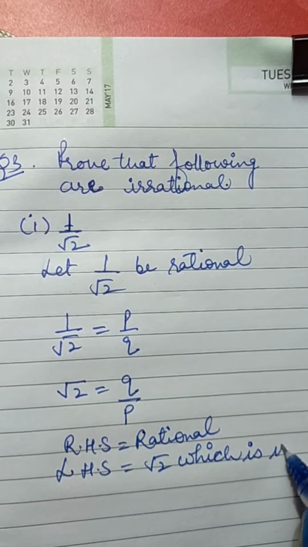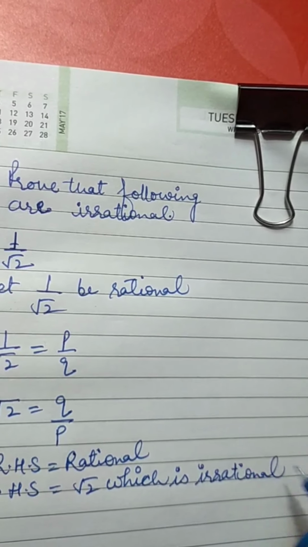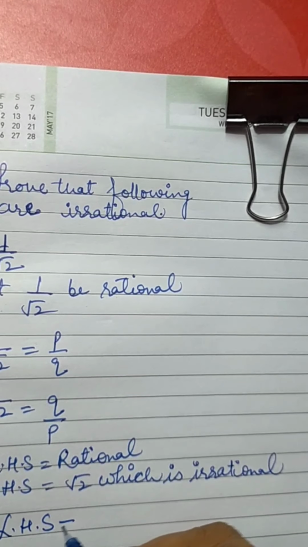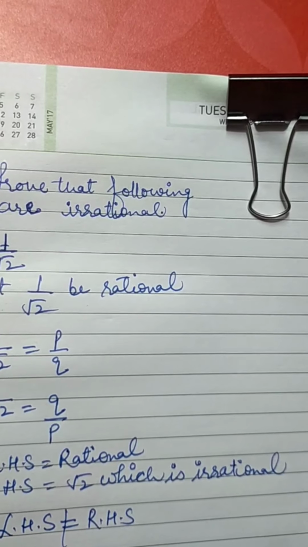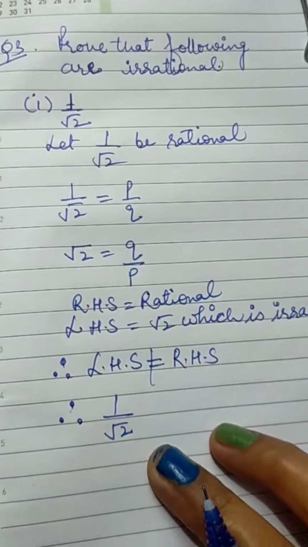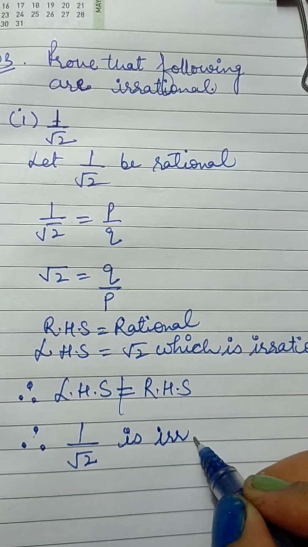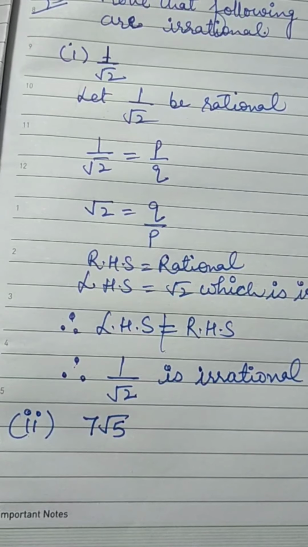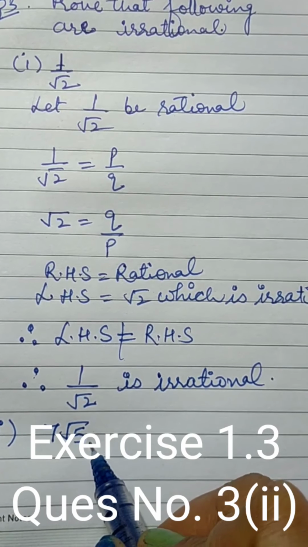Therefore the left and right sides are not the same. Left hand side is not equal to right hand side. Therefore 1 over root 2 is irrational. Its second part is 7 root 5. We need to prove that this is also irrational.